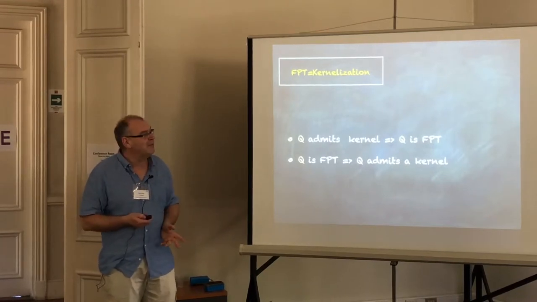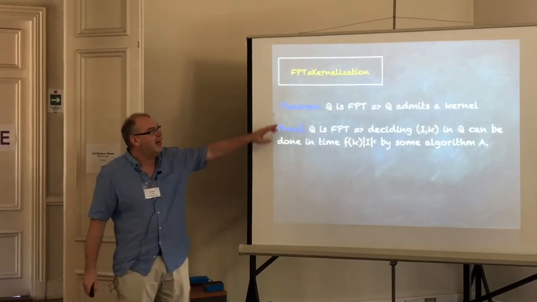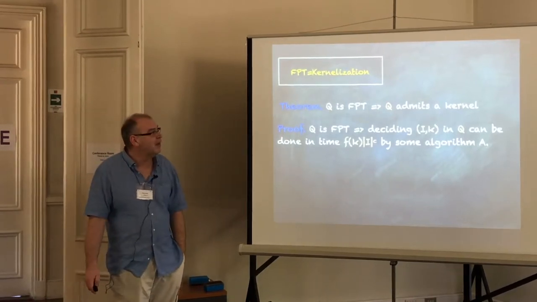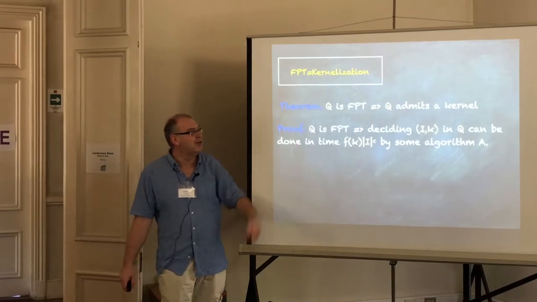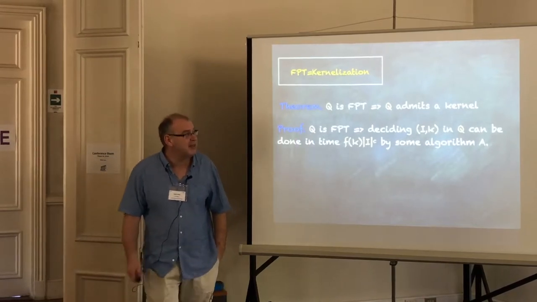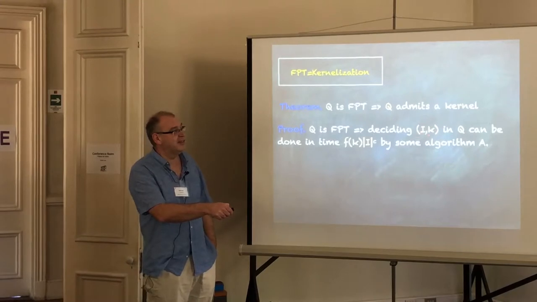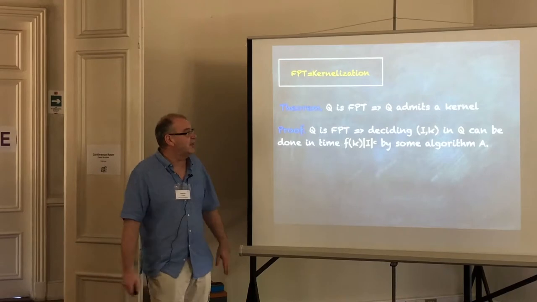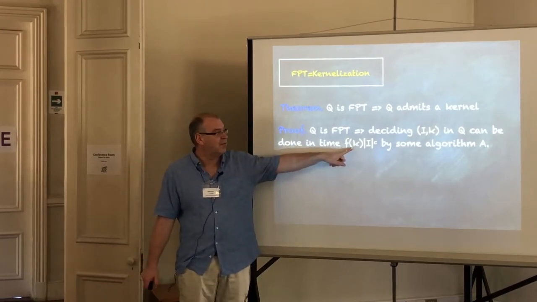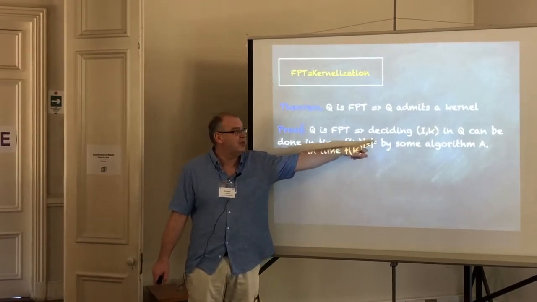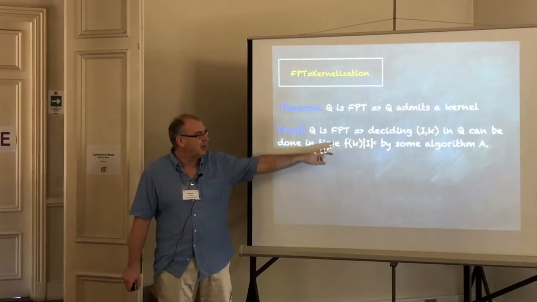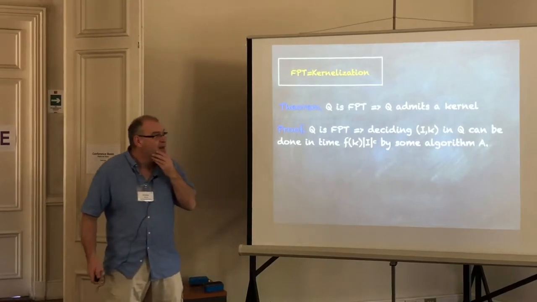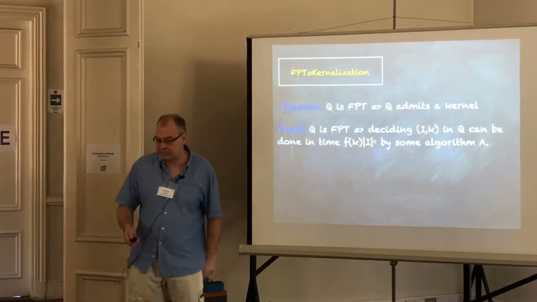You don't believe it. But the proof is extremely simple. So the proof is the following. I have a theorem: if Q is FPT, then Q admits a kernel, right? What does it mean that problem Q is fixed parameter tractable? It means that I take any instance (I, k), and deciding if the string belongs to Q can be done in time f of k times |I| to the power c, where c is some constant, right? f of k times a polynomial of the input size. Definition of FPT. So there is some algorithm doing this.